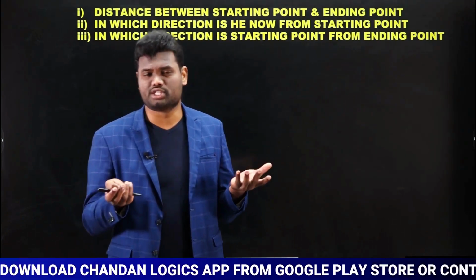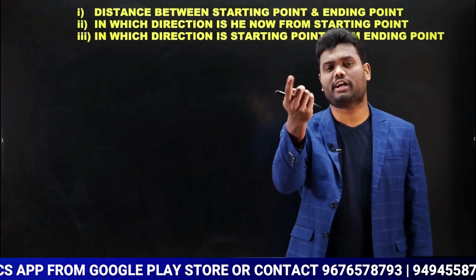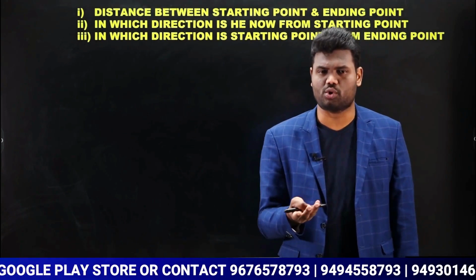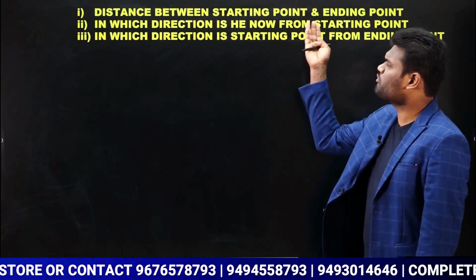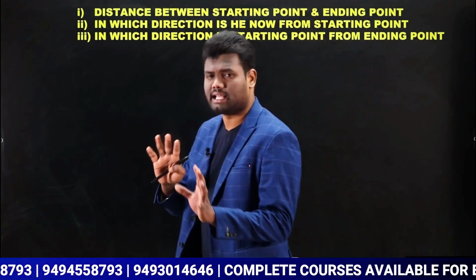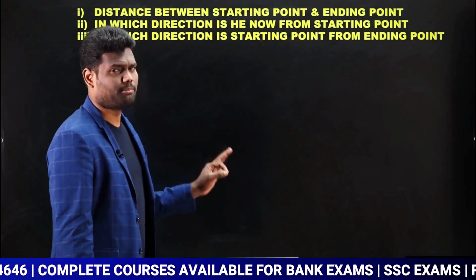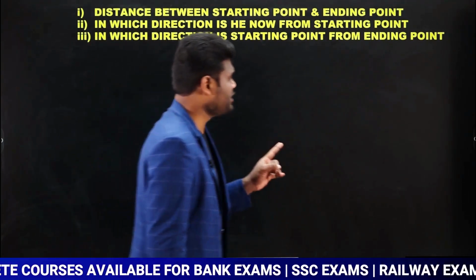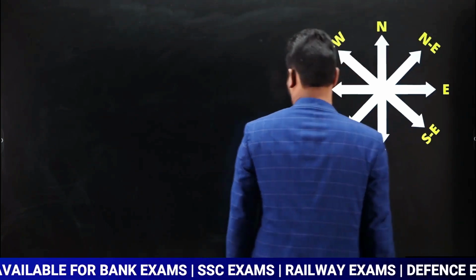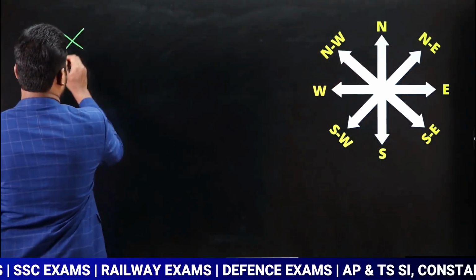Or the question can be in this way as well: in which direction and how long distance is starting point from ending point? Which means it's a combination of 1 and 2, or a combination of 1 and 3. So you can expect it in this way also. Very important concept, very simple concept. I am going to explain it with a simple example. Observe carefully.